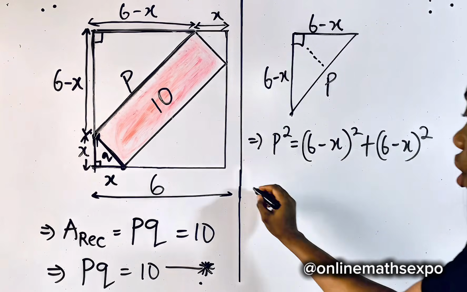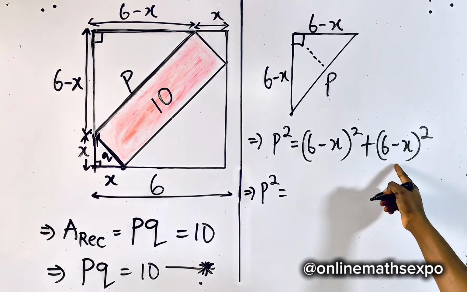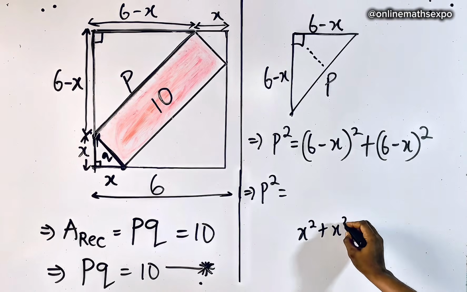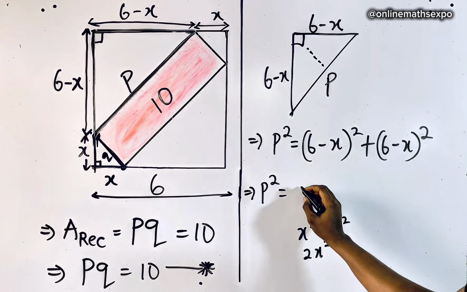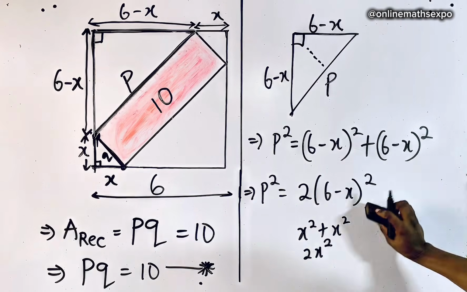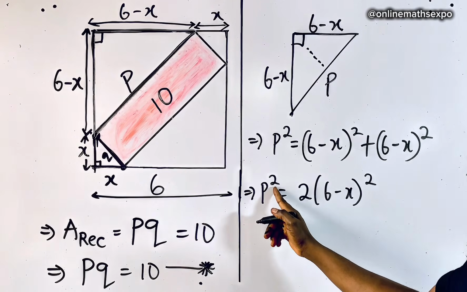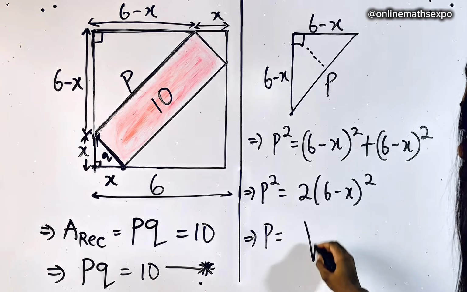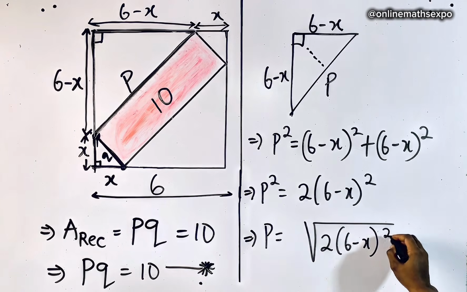What do we do? This is the same as p squared is equal to. Now you observe that these two are the same. It's just like when you are adding x squared plus x squared, and it gives you 2x squared. So add this and it gives you 2 bracket 6 minus x squared. What do we do next? To remove this power of 2, this square, just take the square root. So p will give us square root of 2 bracket 6 minus x squared.